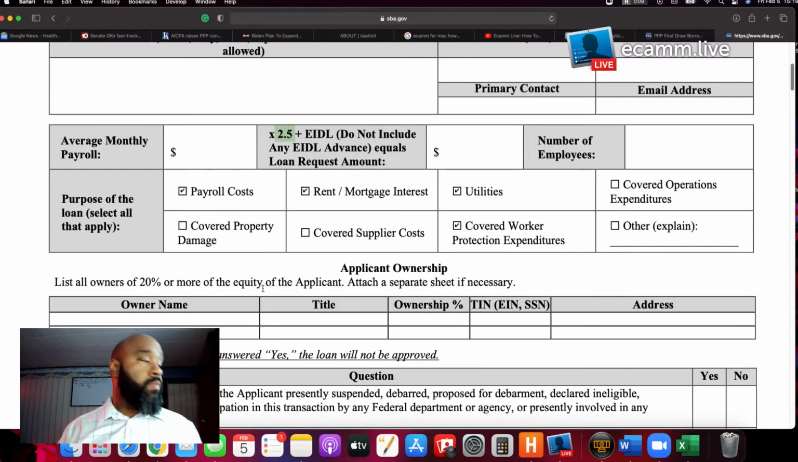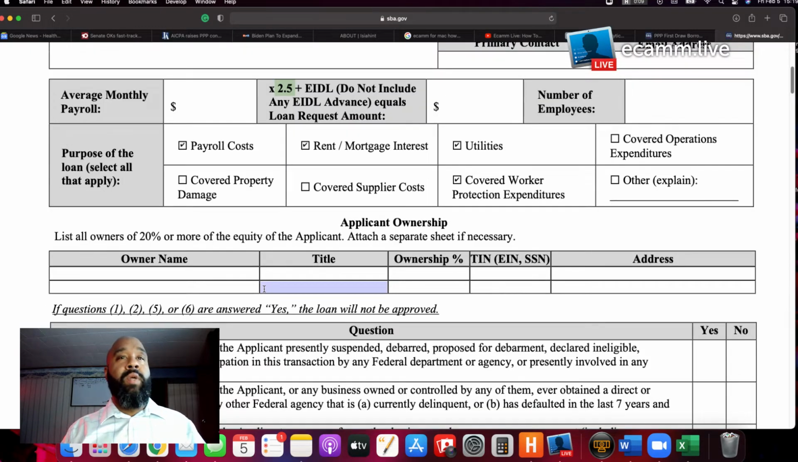Now, the form is going to then ask you, what's your ownership percentage? Everybody that's over 20% is what this is talking about. So let's say you have a multi-member LLC and your mom is in there, your auntie and them. I had a coworker that used to say "and them" because she was from Louisiana, you know, your mom and them. That means everybody in your family, in your house.